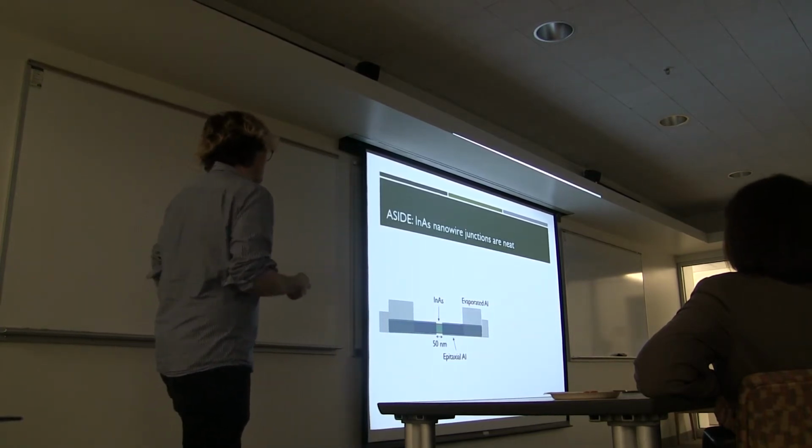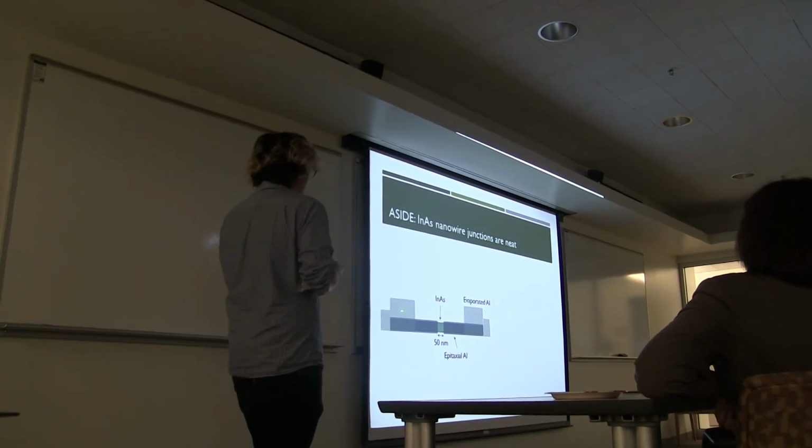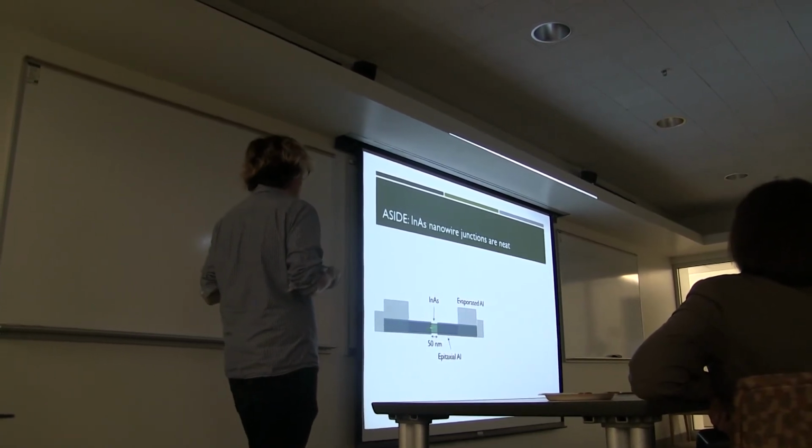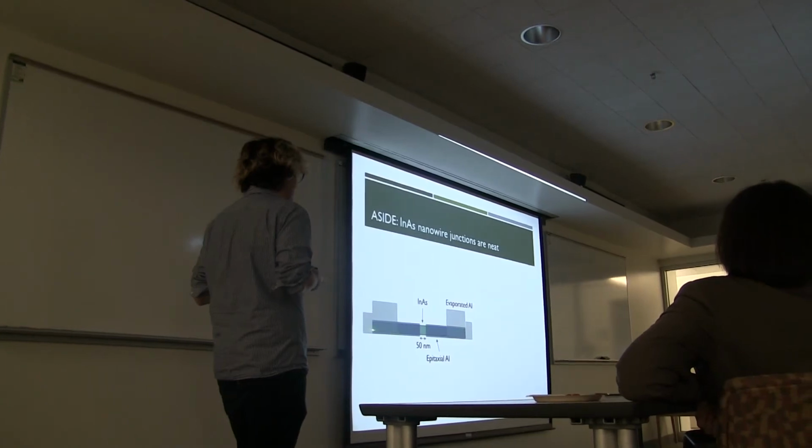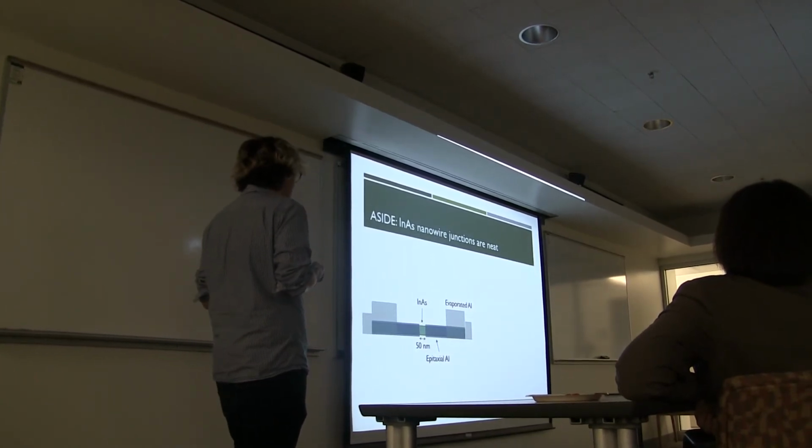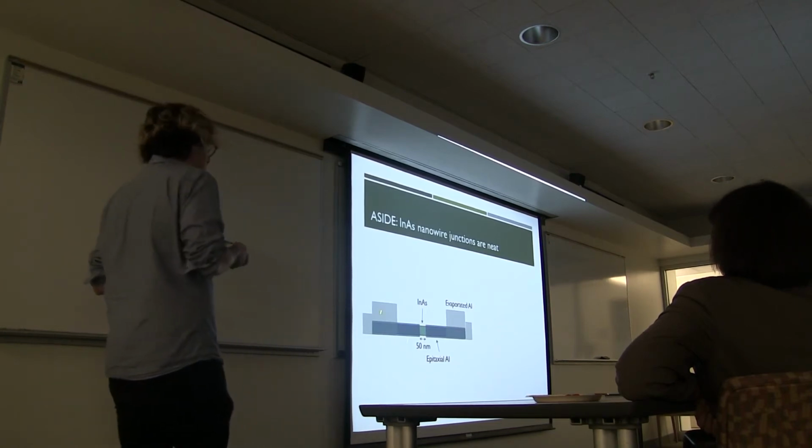Here's a schematic of our junctions. They're made up of a semiconducting indium arsenide nanowire, and they have a thin coating of aluminum on them. And then some small section of the coating of aluminum is etched away to form the Josephson junction.